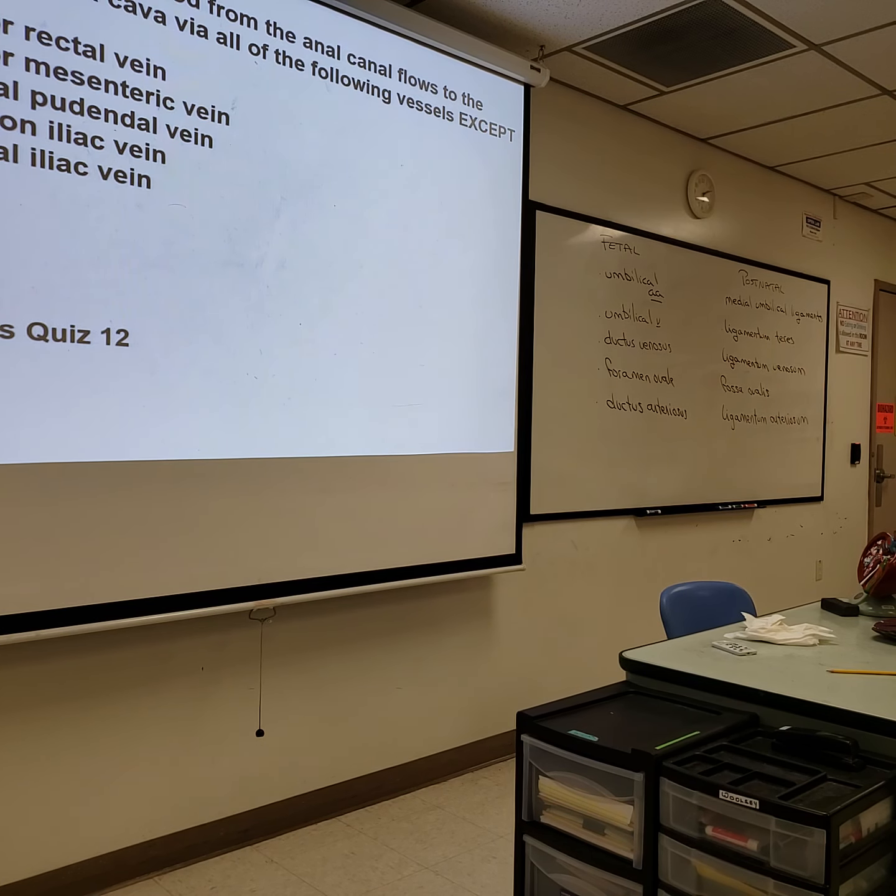All right, last one before we move on to blood pressure, and then we'll come back for two more. Deoxygenated blood from the anal canal flows to the inferior vena cava via all of the following vessels except. So there's one answer that is not utilized in returning venous blood to the inferior vena cava from the rectum.